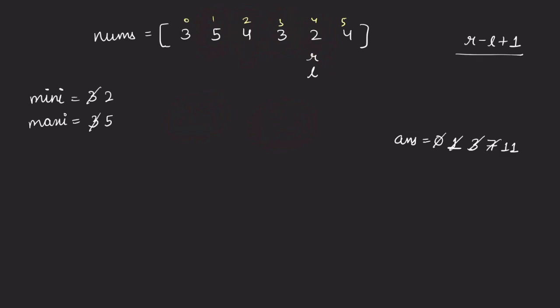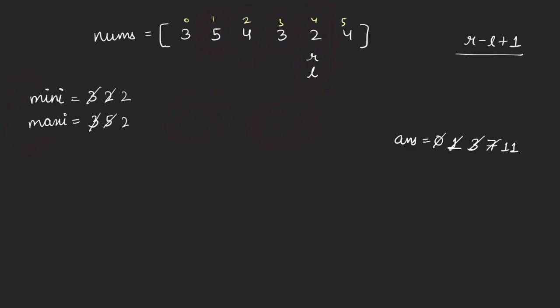So what you will do is L has come here. So now when my L has come here, I have started a new window, right? Since now I have started a new window, my mini and maximum will change now. So right now both L and R are at element 2, right? So both mini and maximum will become 2, right? Because this is my current window.